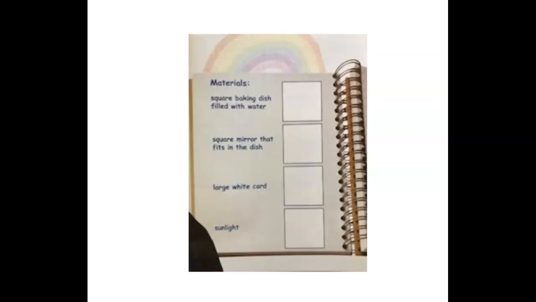A square mirror that fits in the dish. Now this might be a little trickier. Do you have a mirror that you could borrow from mom or dad? Try to find a mirror that you could borrow. A large white card and some sunlight.